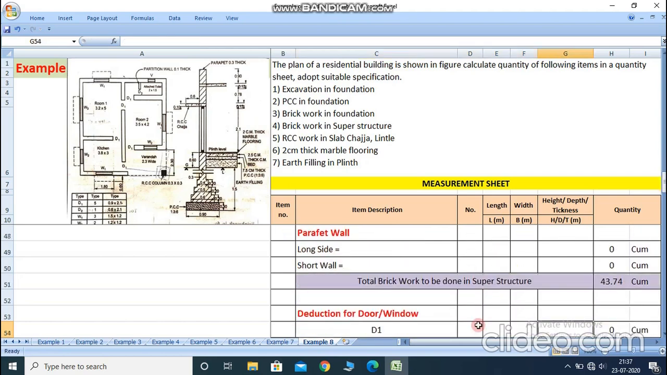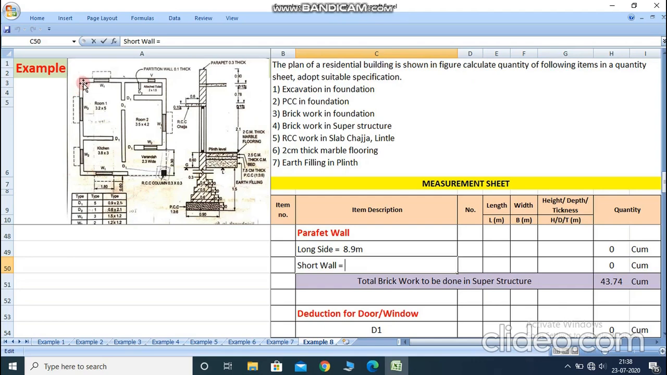Now next we calculate the parapet wall. So here in the section part, the parapet is 0.3 meter thick and 0.9 meter height. For the long side, the length is external to external. We already calculated the long side length as 8.9 meter, and the short side wall is the summation of the external to external wall.